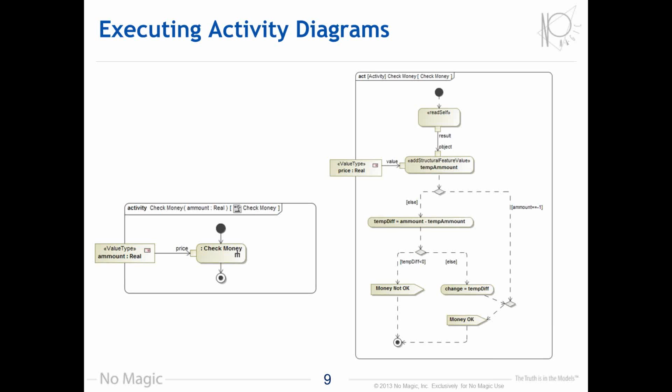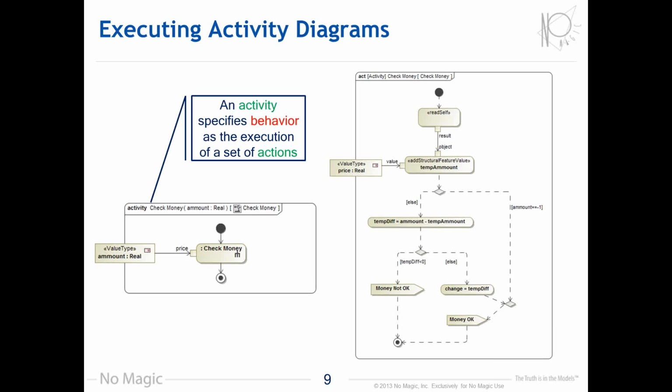And let's talk now about executing activities. Executing activities is the first step that's based on the OMG standard, Foundation for Executable UML. The basic idea is that activity diagrams, activities themselves, specify behavior as the execution of a set of actions, right? So it includes multiple actions. An action itself is the fundamental unit of computational behavior.